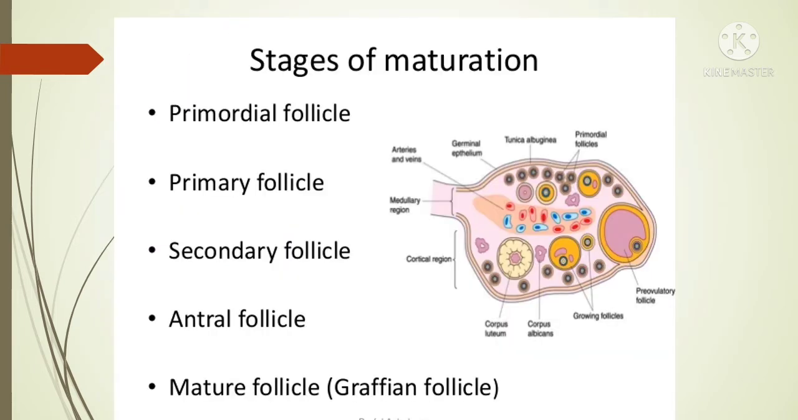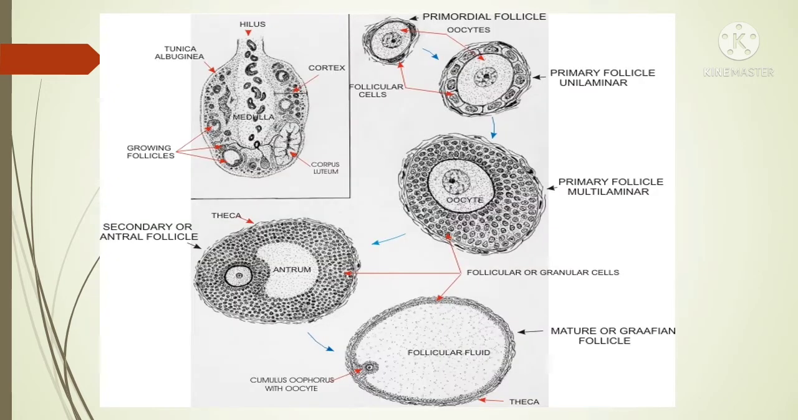The stages of maturation are called the primordial follicle, primary follicle, secondary follicle, otherwise called the antral follicle, and the mature Graafian follicle. The primordial follicle contains the primary oocyte in the middle and is lined by simple squamous epithelium. It undergoes proliferation and forms the primary follicle, which contains the same primary oocyte and the granulosa cells, that is, the outer columnar cells are called granulosa cells.